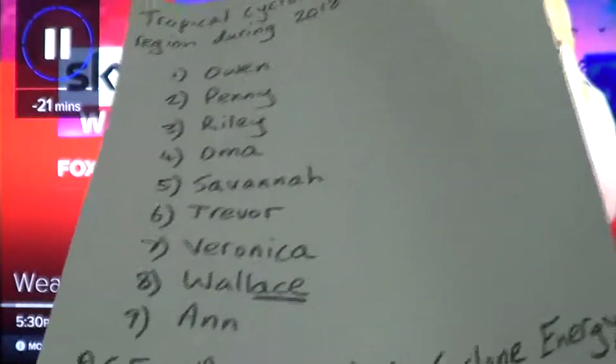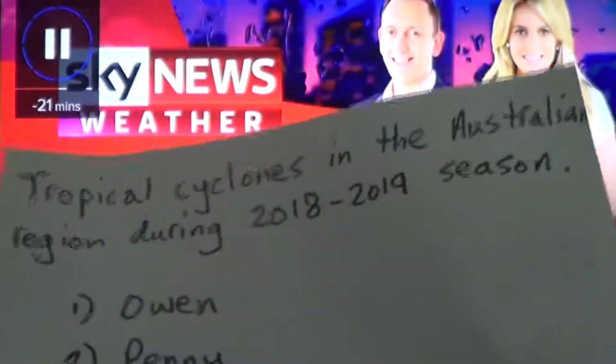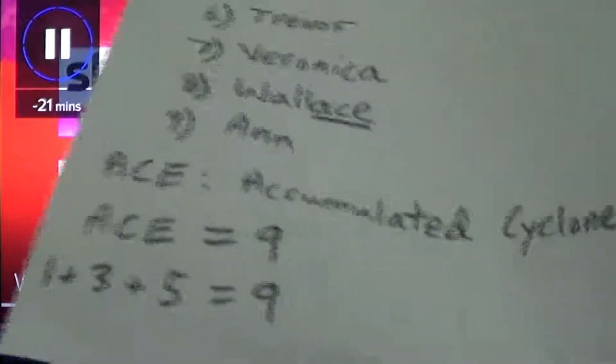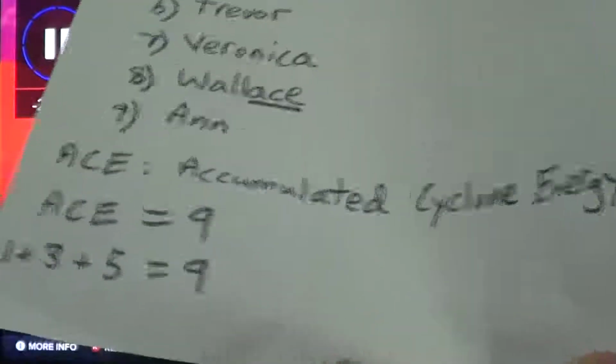It is very neat. Ann is a latecomer. Very late. You don't normally get a cyclone this late in the season. You can, but you don't normally. The fact that Ann has come along and become a cyclone means we've had 9 cyclones. The value of the word ACE.